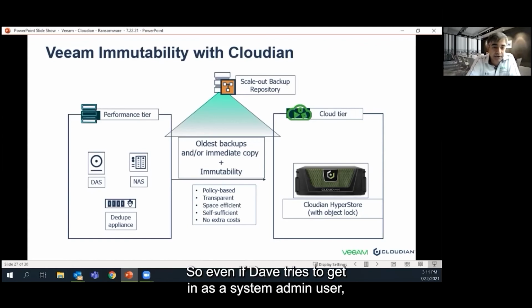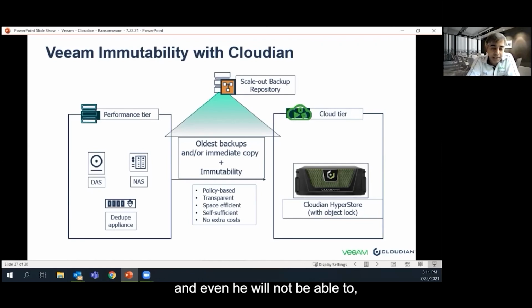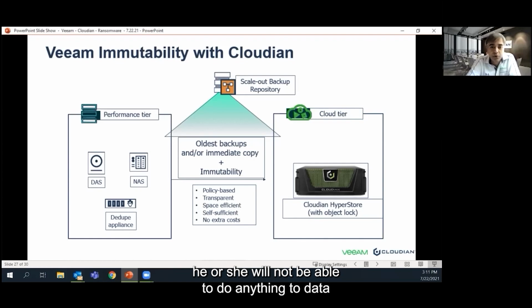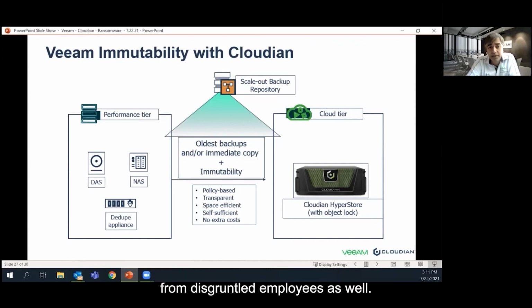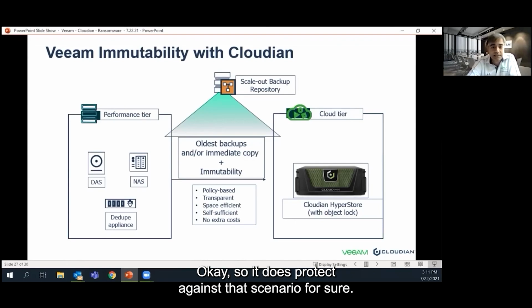So even if Dave tries to get in as a system admin user, that is not the same as having root credential, and even he or she will not be able to do anything to data that's in the object lock bucket that we have designated as completely tamper-proof. So it is actually tamper-proof, and it is protected from disgruntled employees as well. Okay, so it does protect against that scenario for sure.